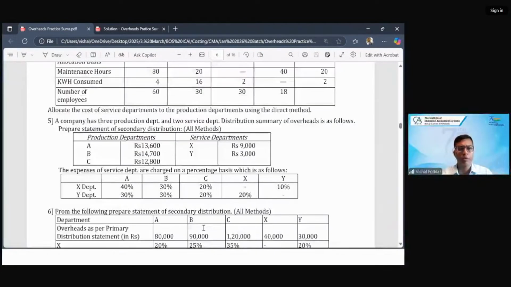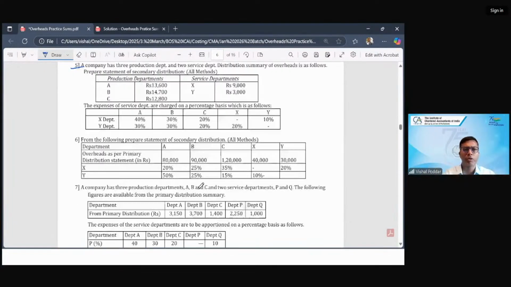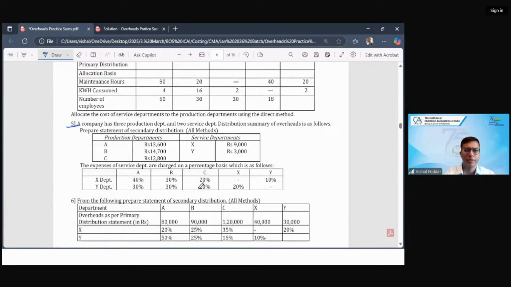So in my sheet, we will solve question number 5. This question pertains to the reciprocal category. Now, this is also interesting. How can you understand which question is pertaining to which category? For this, let us see this example first. So in question number 5, how the data is given.